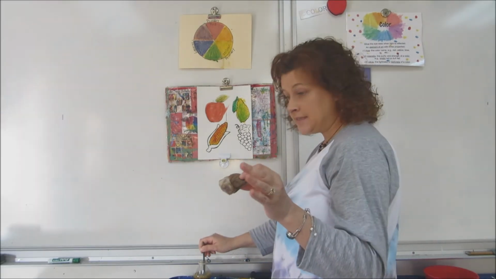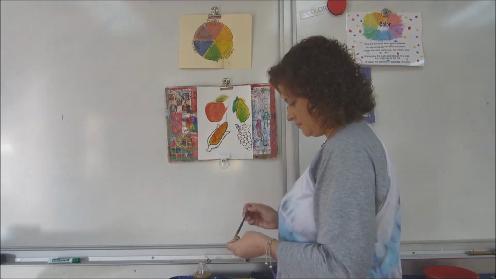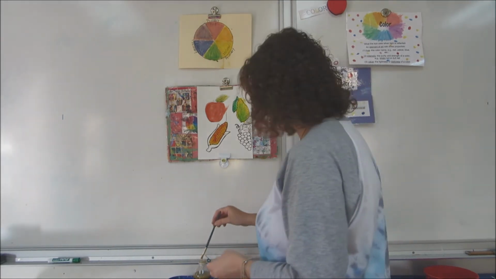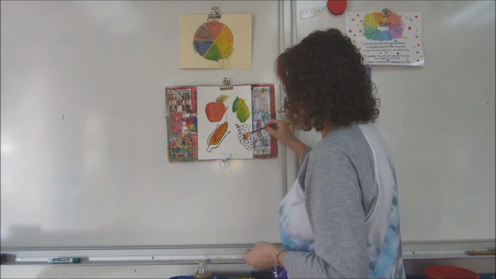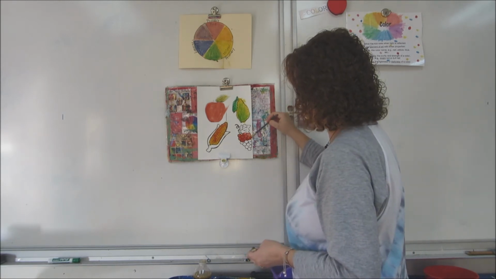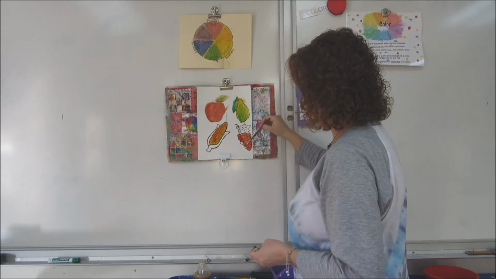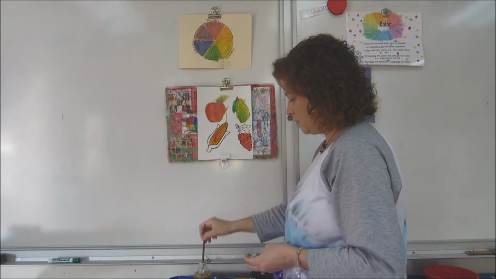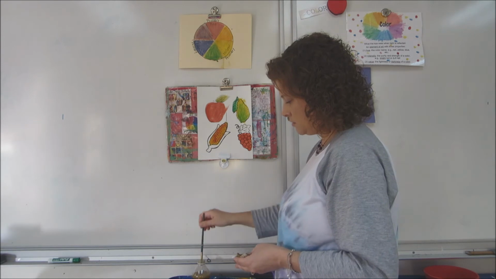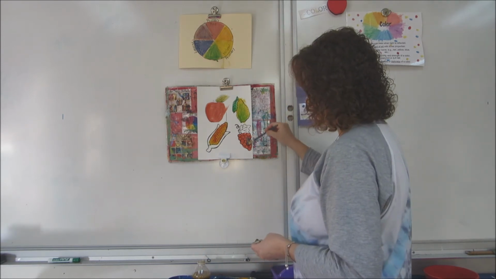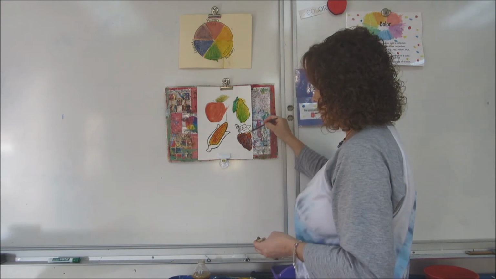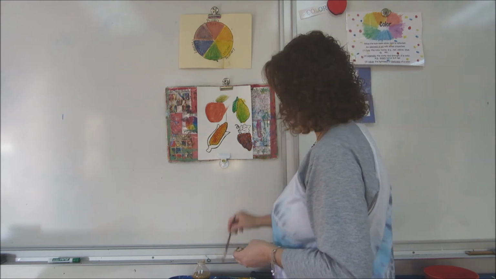Alright, the grapes are the last thing. We need purple. So I'm going to start with my red. I'm going to paint these red. Dip my brush and wash it. Dip in my blue. Mix it in. And now I've got purple grapes.